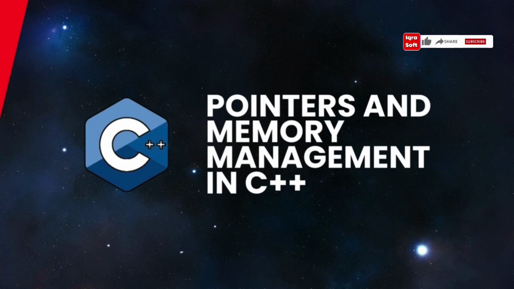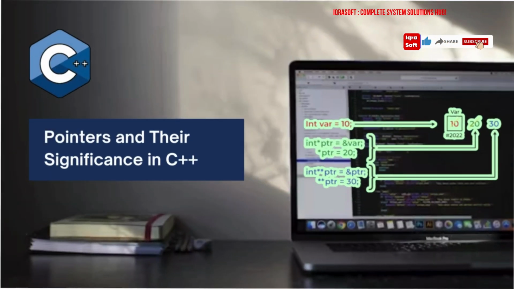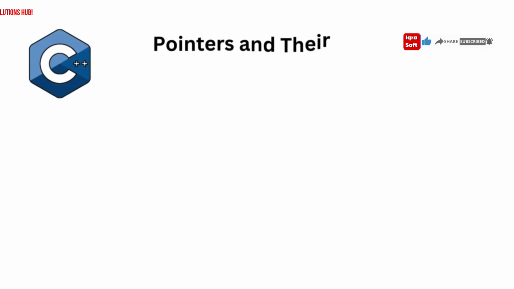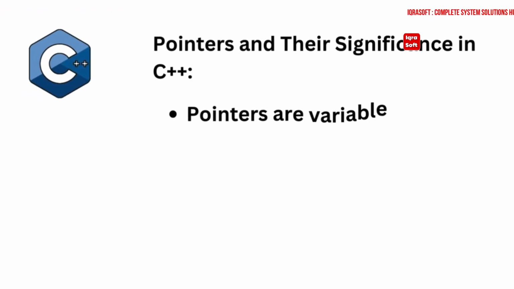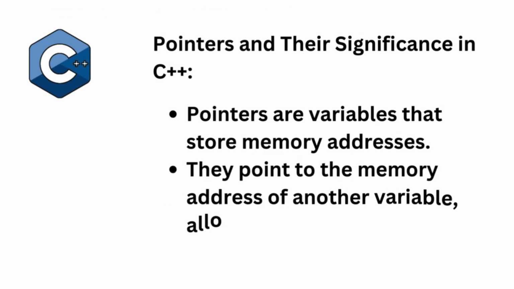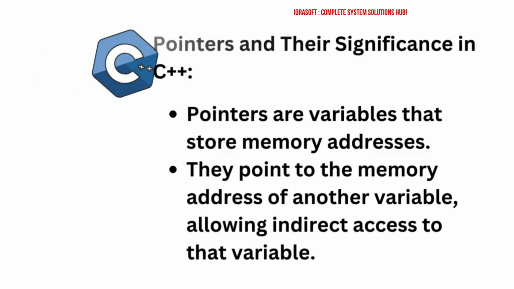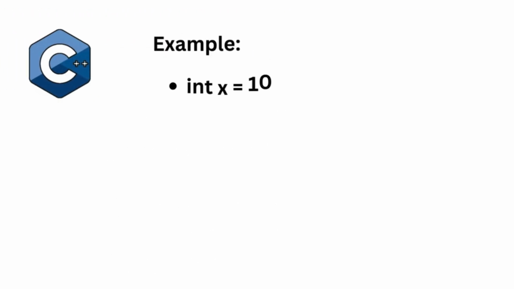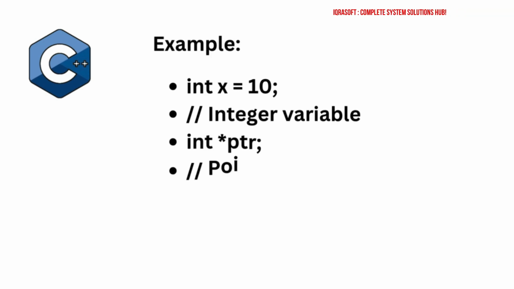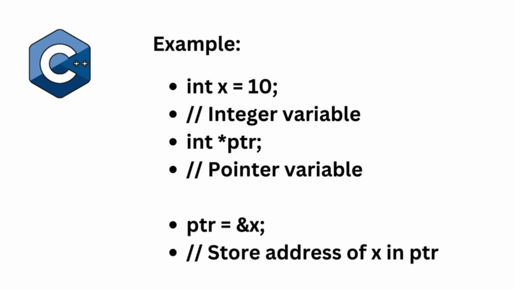Pointers and memory management. Pointers and their significance in C++. Pointers are variables that store memory addresses. They point to the memory address of another variable, allowing indirect access to that variable. Example: int x = 10; an integer variable. int *ptr; a pointer variable. ptr = &x; store the address of x in ptr.